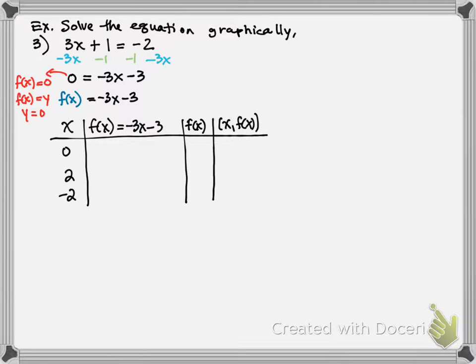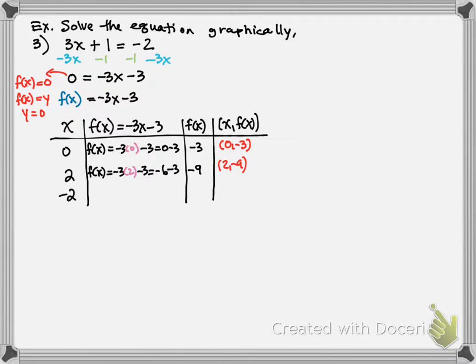Okay. So f of x is equal to negative 3 times 0 minus 3. So I get 0 take away 3 equals negative 3, and I'm going to be graphing 0, negative 3. And then I've got f of x is equal to negative 3 times 2. And then I'm going to subtract 3. So I get negative 6, take away 3 is negative 9. So then I get the ordered pair of 2, negative 9.